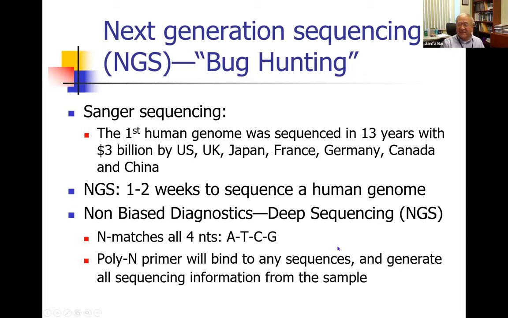You probably know ATCG, that's the basis for DNA structure. And there's a generic nucleotide called N, and that matches all 4 nucleotides, matches ATCG. So if you use a stretch of N as a primer to amplify, then you amplify everything from the sample. So when you get a sick animal and you don't know what it is, you can do next-gen sequencing and figure it out that way.